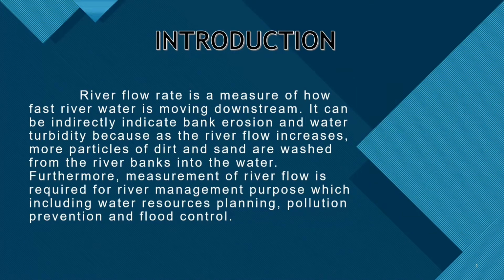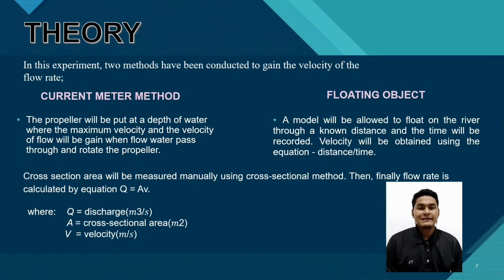For the theory part, in this experiment, two methods have been conducted to gain the velocity of the flow rate. First is the current meter method, second is the floating object. In the current meter method, a propeller is put at a depth of water where the velocity is maximum, and the velocity of flow is obtained when water passes through and rotates the propeller. For the floating object, a model is allowed to float on the river through a known distance and the time is recorded. Velocity is obtained using the equation distance over time.